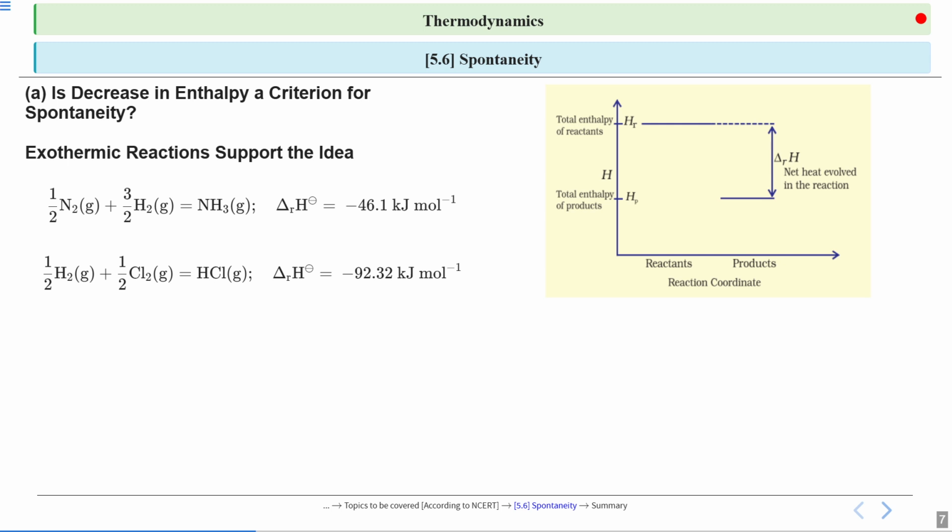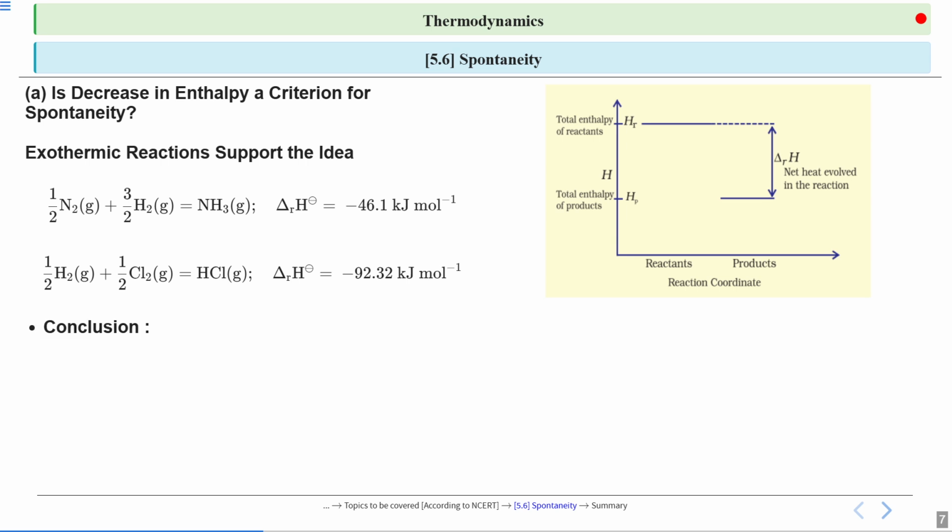Now, if this is clear, let us look at some real examples. First is the synthesis of ammonia, in which the enthalpy change is minus 46.1 kilojoules per mole of ammonia. Since this reaction has a negative reaction enthalpy, it is an exothermic reaction. We can look at one more example, the production of hydrochloric acid, and here also the value of enthalpy change is negative, again an exothermic reaction.